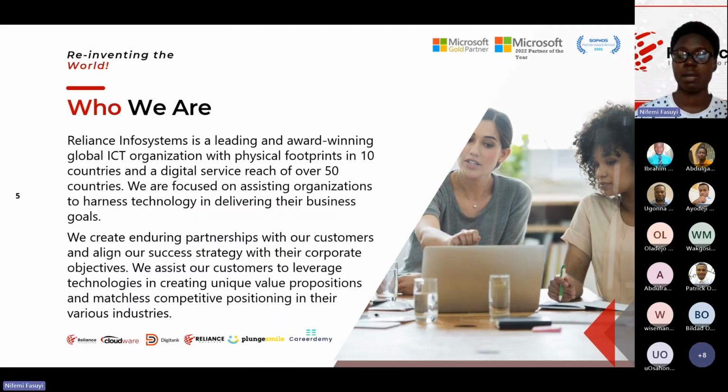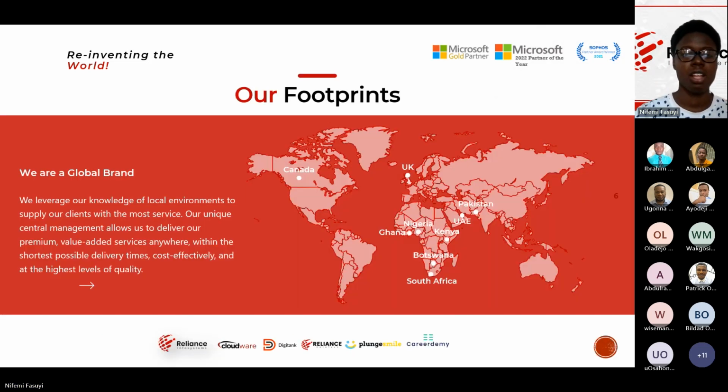Now to who Reliance Infosystems are. We are a leading and award-winning global ICT organization, and we have physical presence in 10 countries and counting. Our primary focus is to help organizations harness technology to meet their business goals. This simply means that we create enduring partnerships with our customers, and we try to align with you so we are not working on separate patterns. We help you to harness technology and ensure that you can leverage or maximize these solutions for your business to advance. So our physical footprint, we have our headquarters in Canada, we have presence in the UK, Pakistan, and UAE.